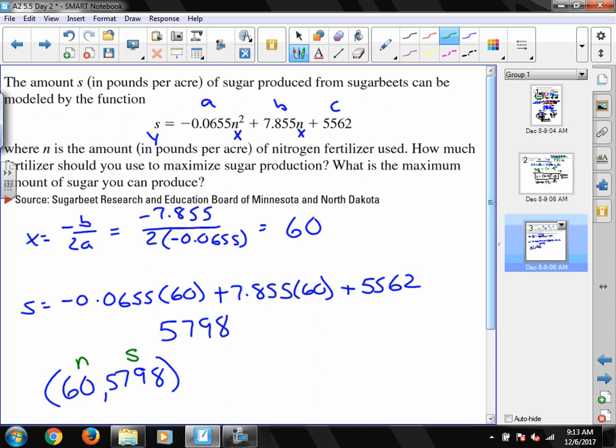So how much fertilizer should you use? That's going to be the N. So in this case, it's going to be our 60. And the maximum amount you can produce, that's the y value, is 5,798. All right. Let me know if you guys have questions. We'll get some practice with this in class.